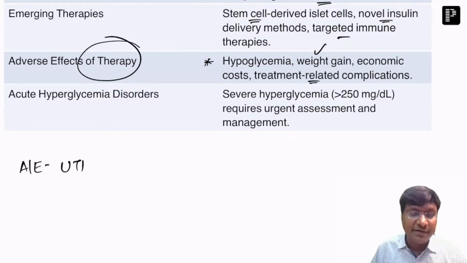For example, you take metformin, which is the drug of choice. What are the adverse effects or complications associated with metformin? It can cause lactic acidosis. It can cause vitamin B12 deficiency. It can cause gastritis. And metformin should be avoided when the individual goes into end stage renal disease. So these are complications which are related to treatment. So these will be the adverse effects of the therapy.